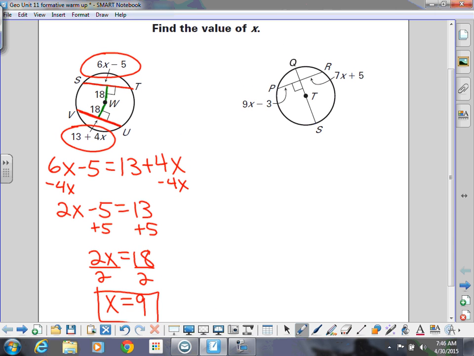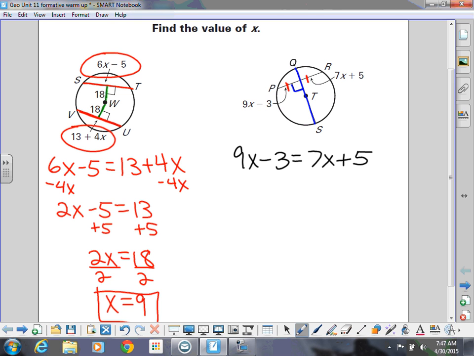For number 2, this one is a little different. Here we have the diameter acting as a perpendicular bisector. So that means it's perpendicular and it's bisecting this chord. So this part of the chord is congruent to this part of the chord. So when we set up our equation, we're just going to say 9x minus 3 equals 7x plus 5.